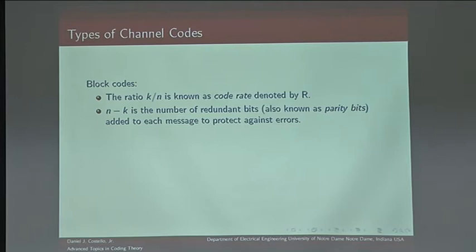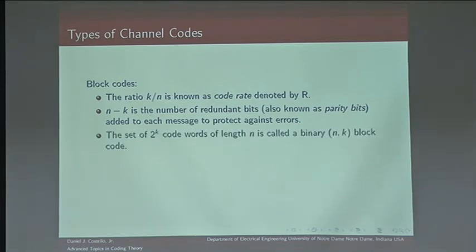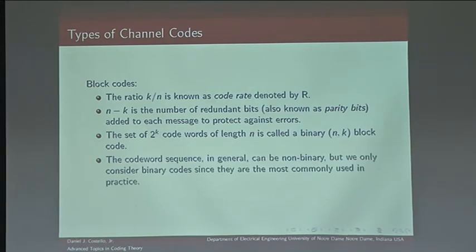So there's this trade-off between bandwidth efficiency and power efficiency, if you like, in terms of the code rate. So n minus k is the number of parity bits we add to a message in order to protect it against errors. Now, since there's k message bits, there's 2 to the k possible messages. These are binary. Okay, so we need to have 2 to the k code words.